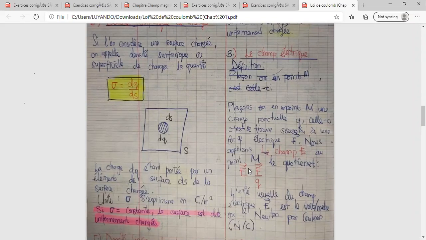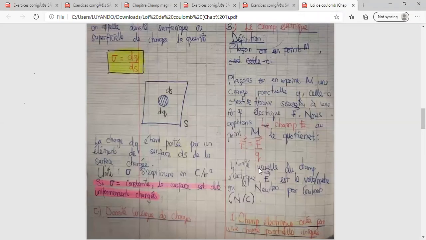So electric field is simply the force exerted on the charge, which is F or F prime, if you're trying to calculate the electric field produced by the charge Q prime. So you have E equals F prime over Q prime. If you're trying to find the electric field at the charged particle Q, we'll have F over Q. So l'unité usuelle du champ électrique est le volt par mètre or Newton per Coulomb. So we have the SI unit is volt per meter or Newton per Coulomb.